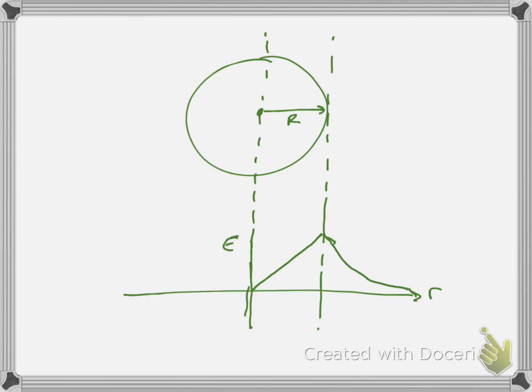Just showing that same thing again with the sphere in the picture, just to make sure we understand that the electric field gets bigger as we move towards the outside of the sphere, and then when we get outside the sphere, it gets smaller as 1 over r squared.